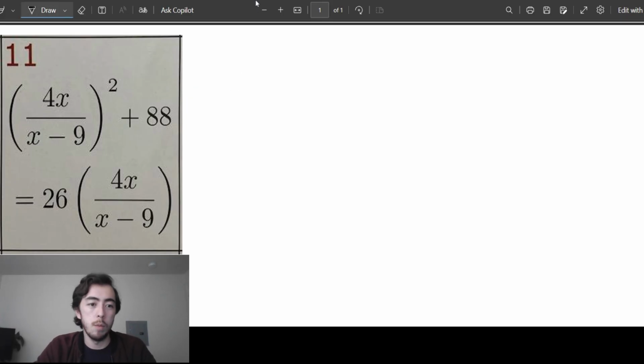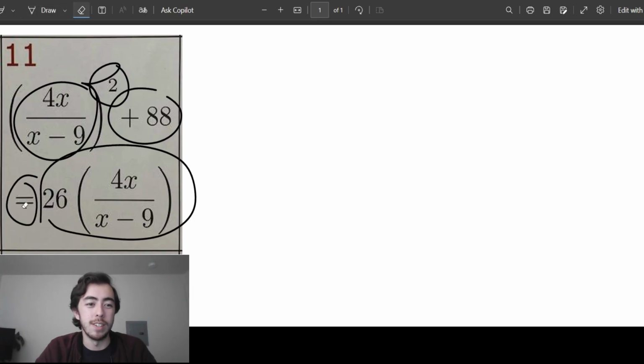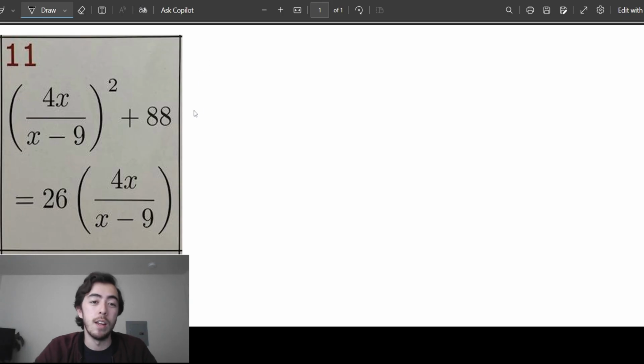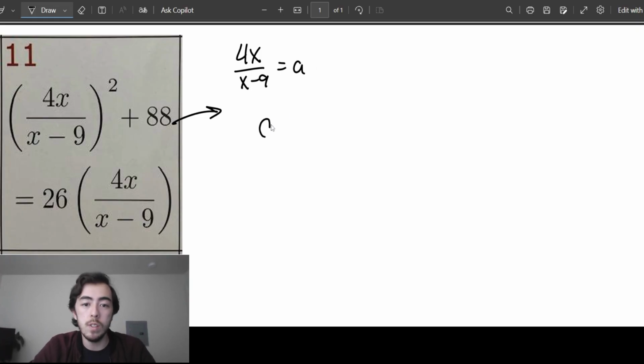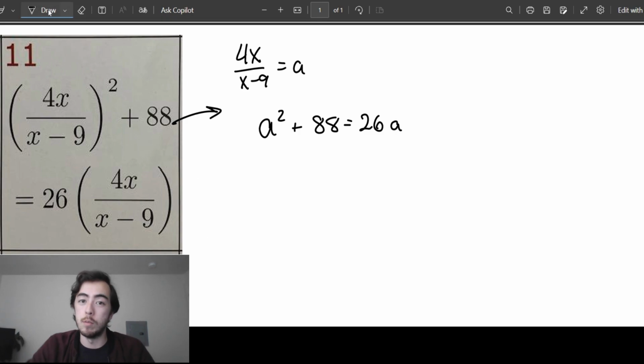So it looks a little complicated to me at first. We've got fractions and we're squaring it, and then we're adding 88, and that's supposed to be equal to 26 times the same fraction. For starters, let's call 4x over x minus 9 another letter. Let's call it a. So we'll get a squared plus 88 is equal to 26 times the same a, because it's the same fraction. And this looks like a pretty standard quadratic equation.